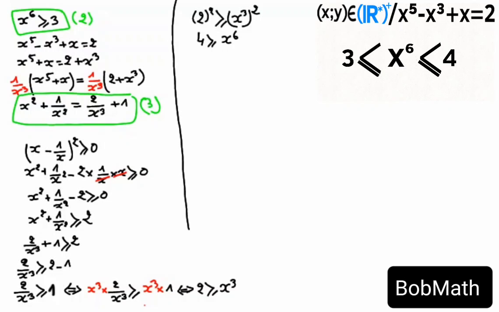From 2, we conclude that x^6 is greater than or equal to 3 and less than or equal to 4. So this is the relationship required in this exercise.